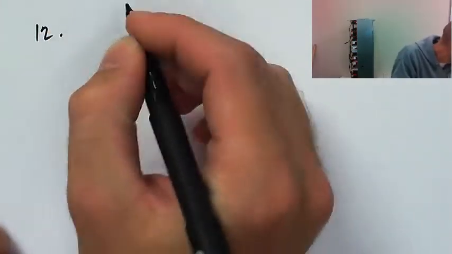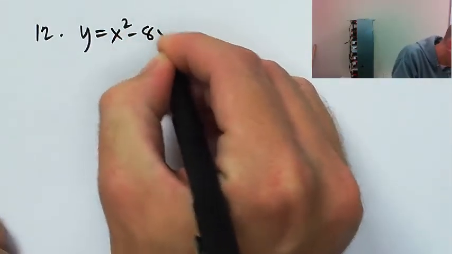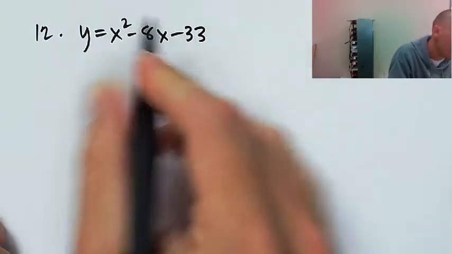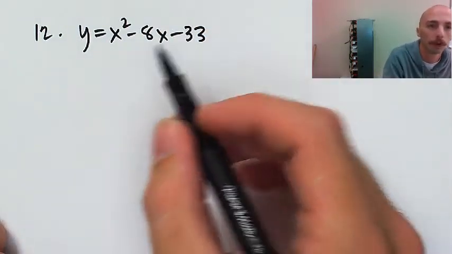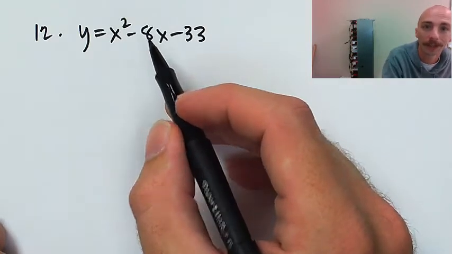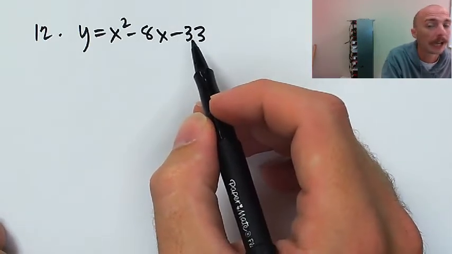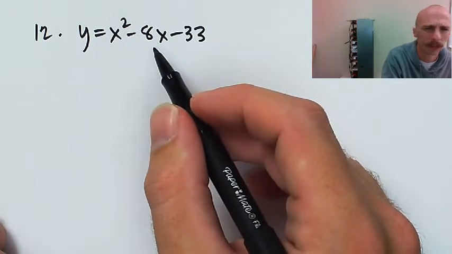It's 12. Y equals x squared minus 8x minus 33. I don't see any greatest common factor here, so now I'm down to thinking I'm looking for 2 numbers that multiply to negative 33 while adding to negative 8. 33, that only sounds like 11 and 3 to me, and I see that I could probably make that happen.